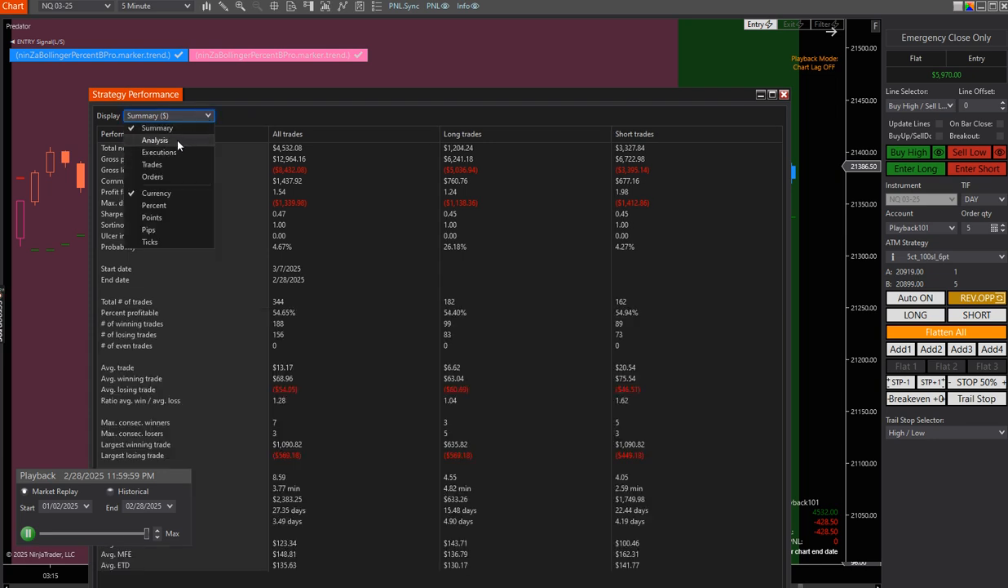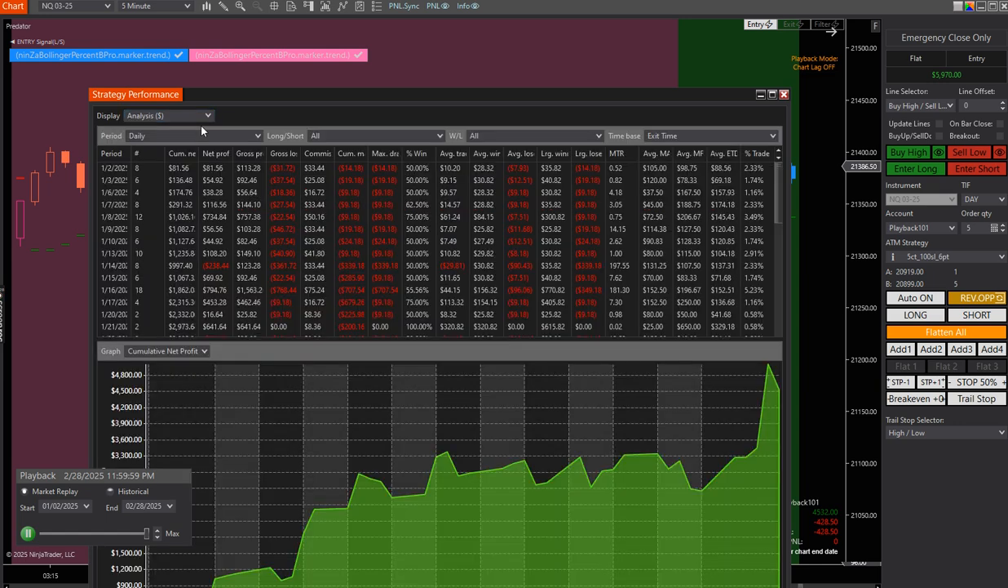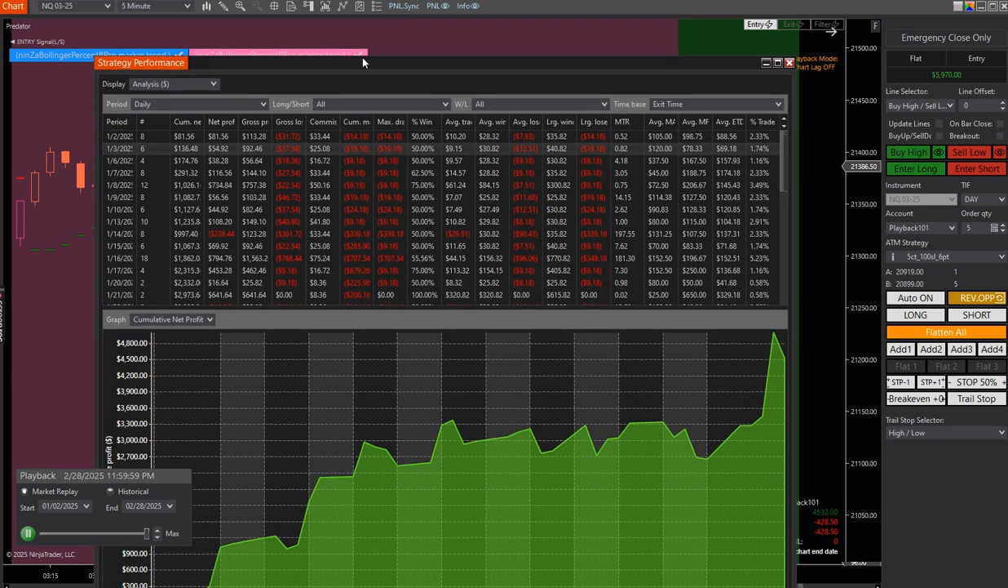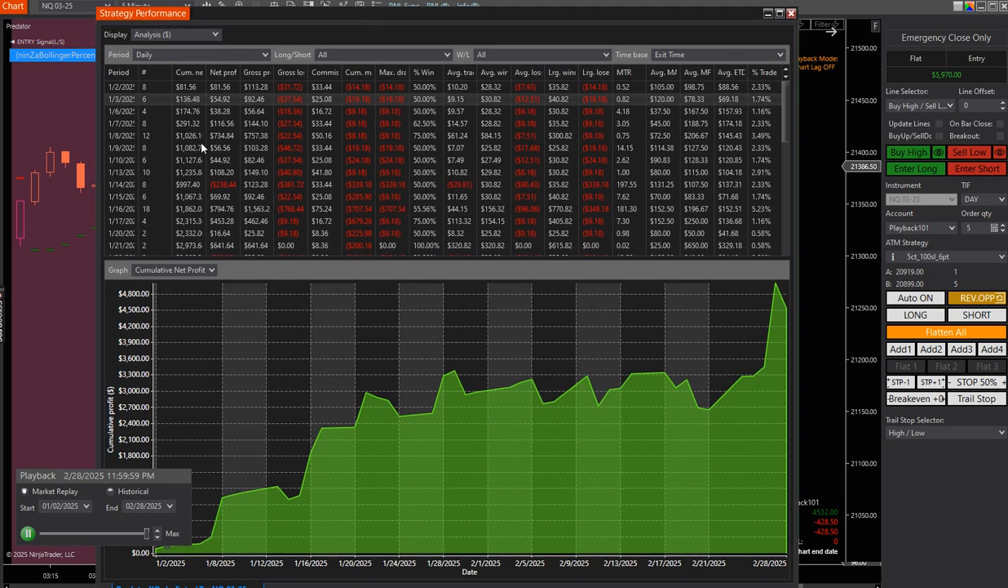So I showed you the equity curve. Let me go to analysis, and let me show you the daily. So these are the daily trades. This is how much money from January all through the end of February you would make each day. This is each day. So you can see here 54, 116.